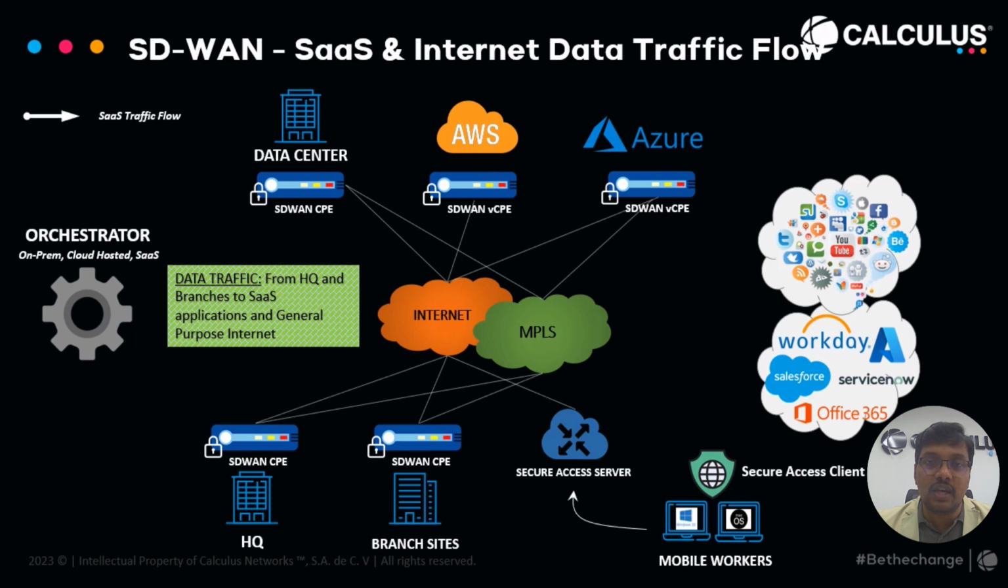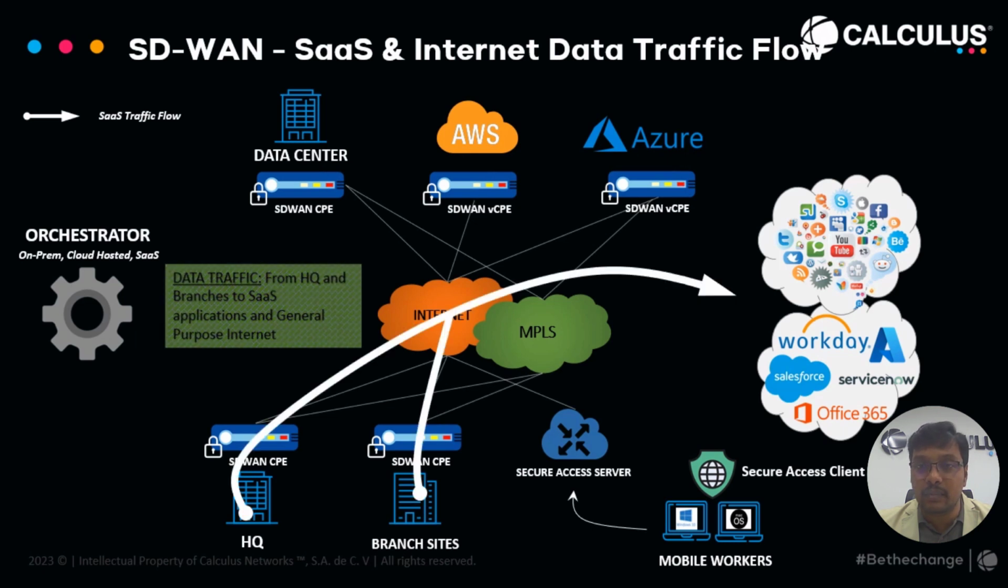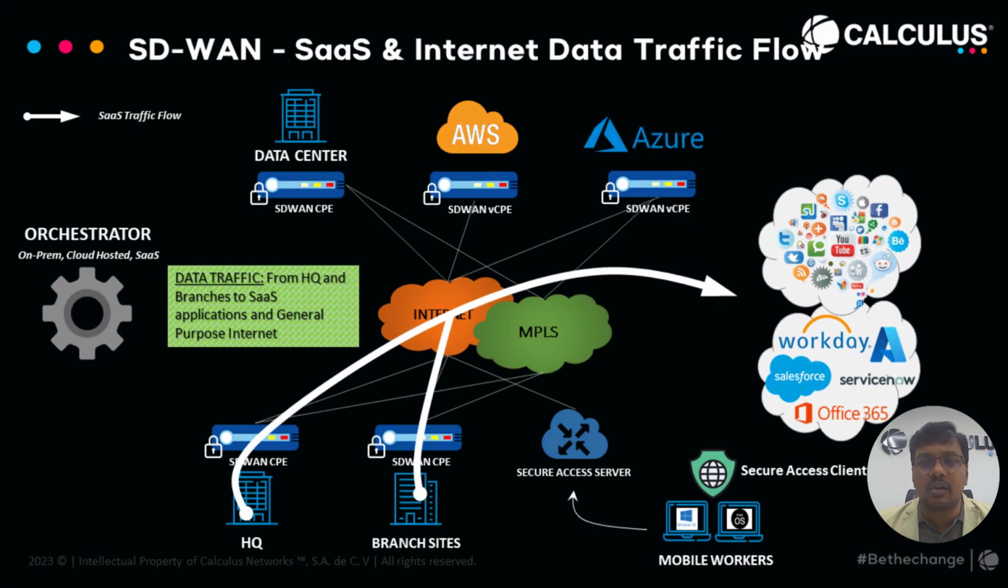Then, for instance, we can also locally break out from the headquarters and branch locations to SaaS applications or entertainment or any other internet sites as needed, right? The point to note here is when you break out, you are not just breaking out without security, right? We can enable next-gen firewall or UTM functionalities as needed in those branch locations. Yes, in the SD-WAN routers itself, right? You don't need a separate box.